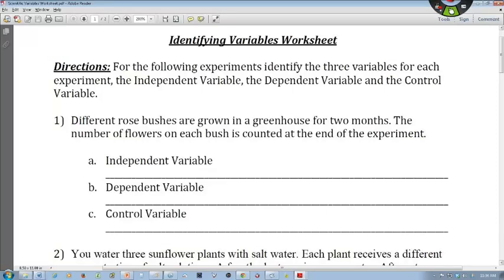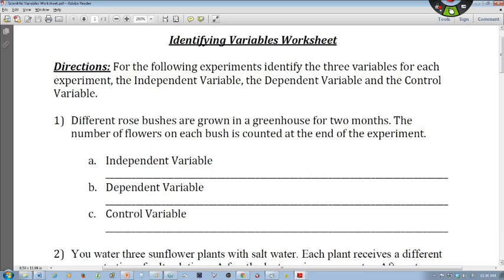Okay, I'm going to go over this sheet that I gave you guys in class today, and this is really kind of like a study guide for the types of questions that you may see on the test tomorrow. So on the first page we've got this identifying variables worksheet, and so take a look at this.